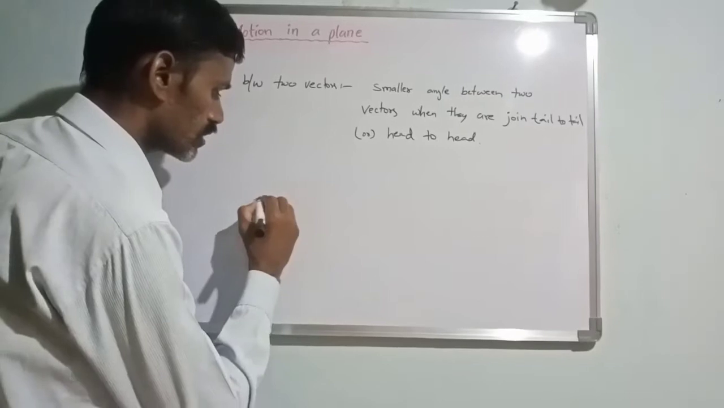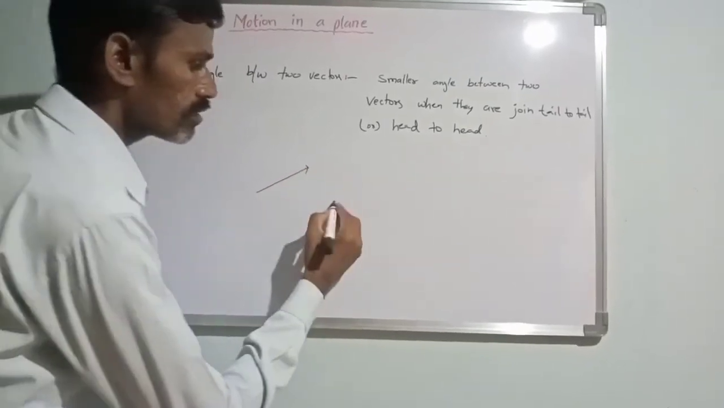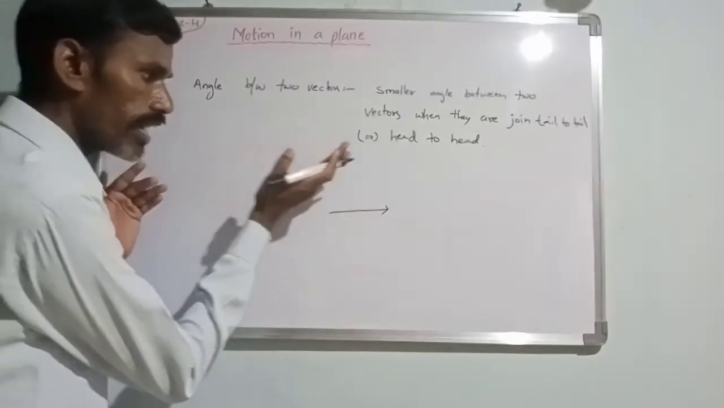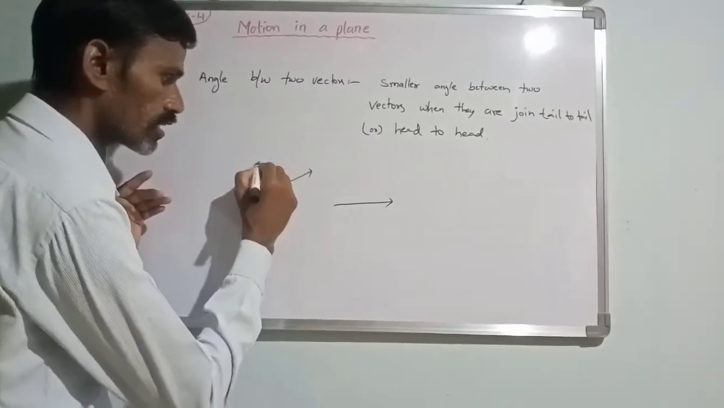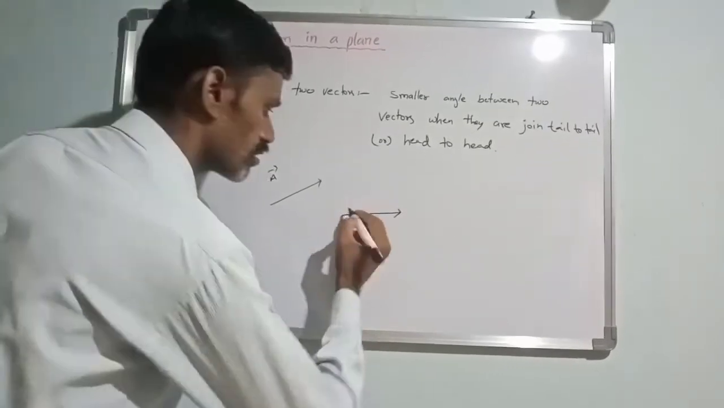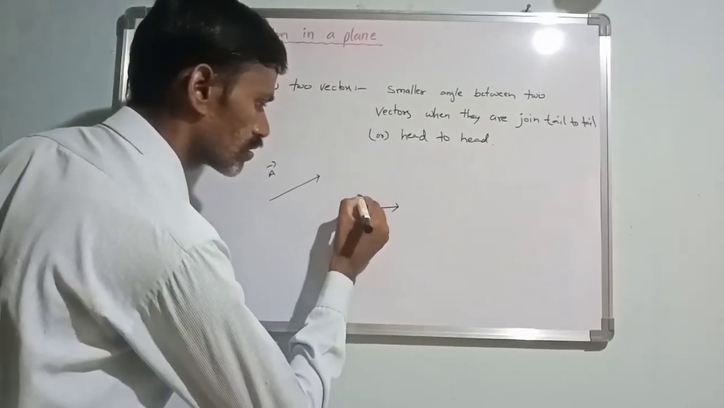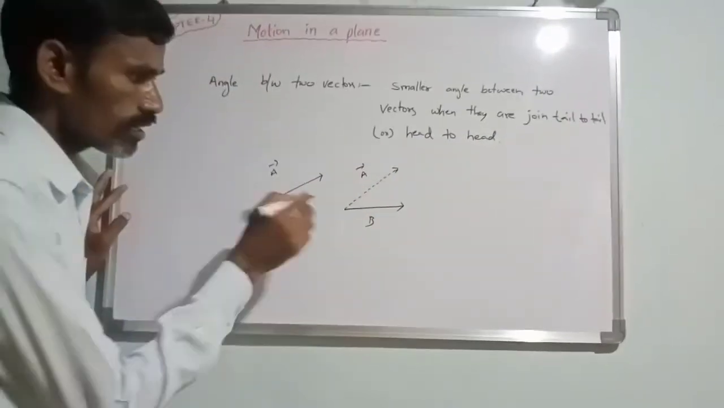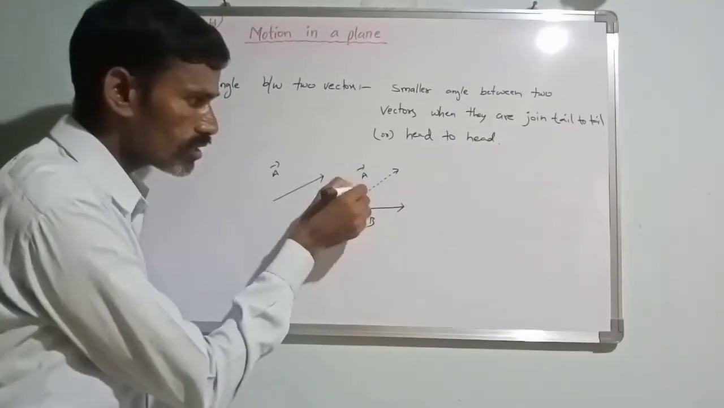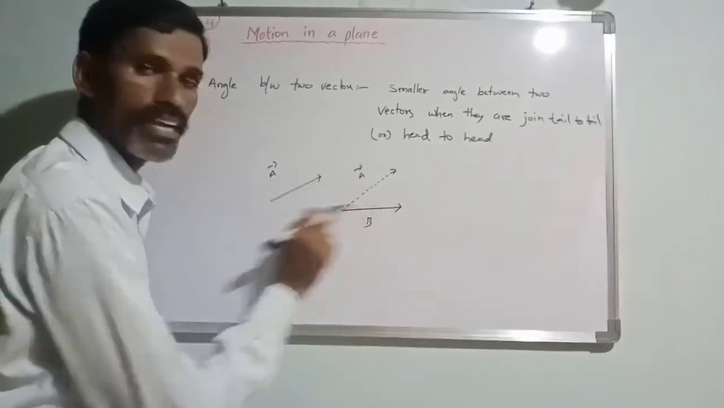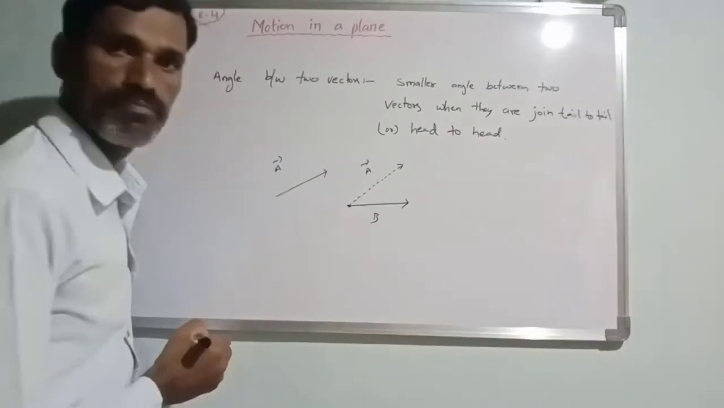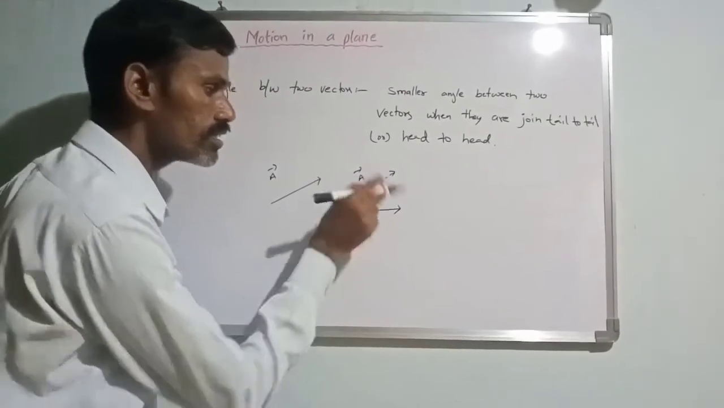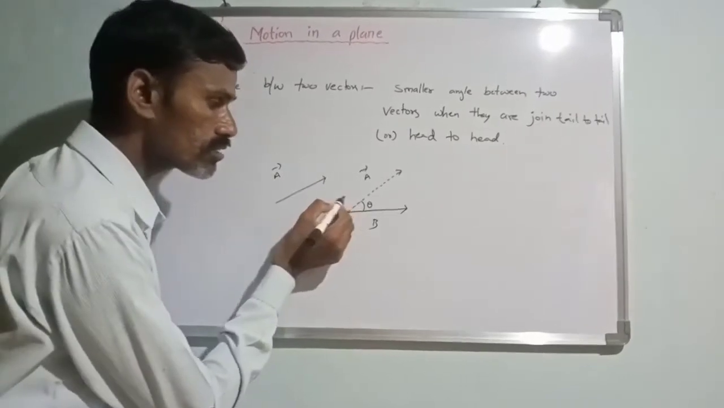Suppose this is one vector and this is another vector. If we draw a line parallel to vector A, now the smaller angle. Here we join these two vectors A and B tail to tail. So the smaller angle is the angle between these two vectors A and B. This other angle is not.